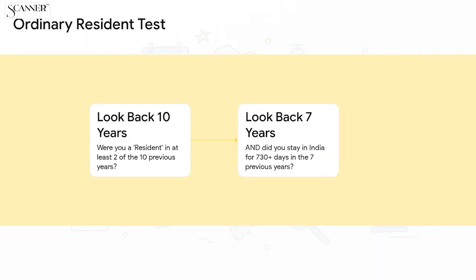So what does it take to get that ordinarily resident status? Well, you've got to clear two more hurdles. First, you need to have a track record. You must have been a resident in at least 2 out of the last 10 years. And second, you have to have been physically in India for at least 730 days. That's about 2 full years over the last 7 years. Again, if you fail even one of these, your status changes.